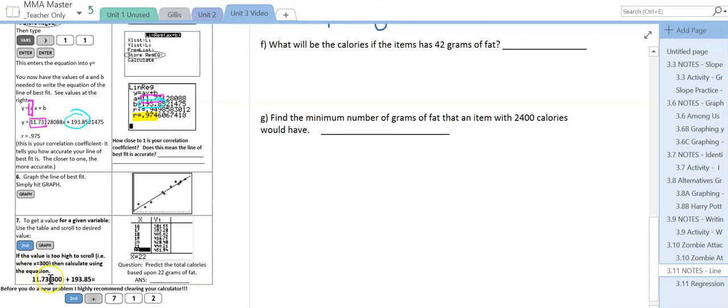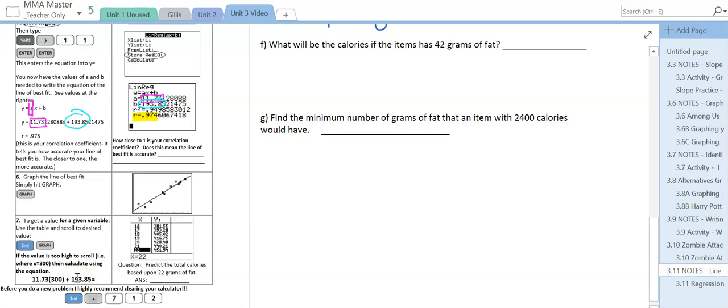But you'll notice the bold down here. If the value is too high to scroll, i.e. where x equals 300, we ain't got time for that. We ain't got no time to scroll down to 300. Then you're going to calculate it using the equation. So you would just plug it into the equation. So I'm going to show you how to do both things, okay?